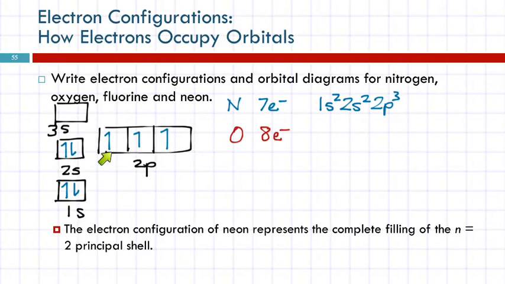It's going to have to share this bed and sleep upside down. So then we can write the electron configuration for oxygen, 1s2, 2s2, 2p4. The superscripts here add up to the total number of electrons. So 2 plus 2 plus 4 is 8, and 2 plus 2 plus 3 is 7.